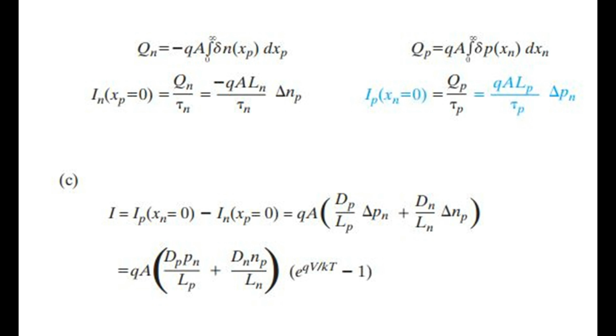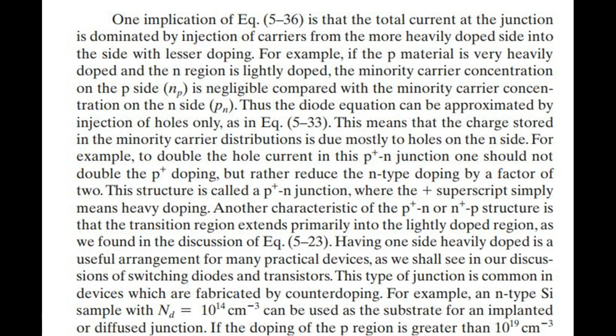This means that the charge stored in the minority carrier distributions is due mostly to holes on the N side. For example, to double the hole current in this P+N junction one should not double the P+ doping, but rather reduce the N-type doping by a factor of 2. This structure is called a P+N junction, where the plus superscript simply means heavy doping.